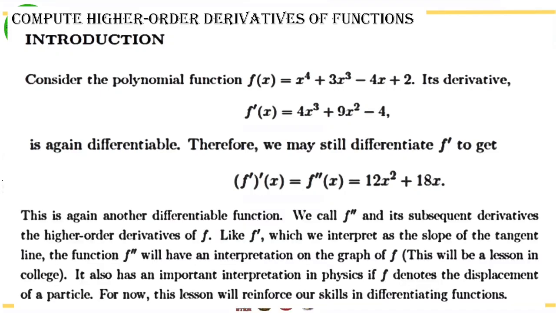Okay, so this is again another differentiable function. We call f double prime and its subsequent derivatives the higher order derivatives of f, like f prime, which we interpret as the slope of the tangent line. So the function f double prime will have an interpretation of the graph of f. This will be a lesson in college. It also has an important interpretation in physics if f denotes the displacement of a particle. For now, this lesson will reinforce our skills in differentiating functions. So we will just practice.